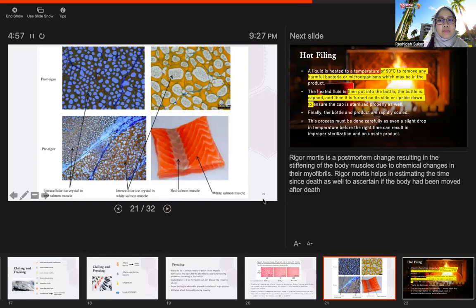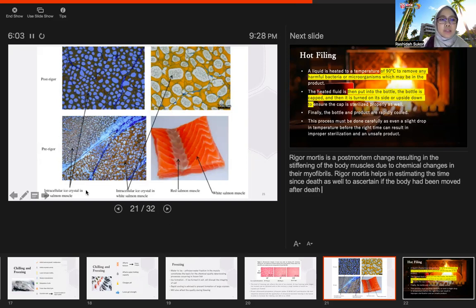Okay, and then this one is the formation of rigor mortis. What is rigor mortis? Rigor mortis is a postmortem change that happens in a tissue, which results in the stiffening of the body muscle due to chemical changes in the myofibril. The myofibrils are mostly in the muscle structure. This rigor mortis helps in estimating the time since death, as well as ascertaining if the body has been moved after death, or for example, how long this food has been dead, has been harvested, or has been there. So it is used as a freshness indicator of seafood, for example.